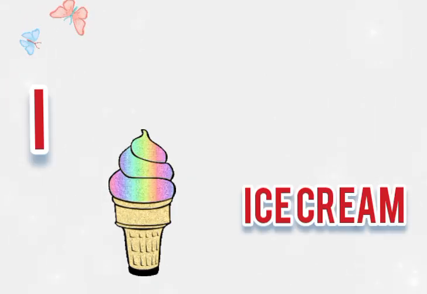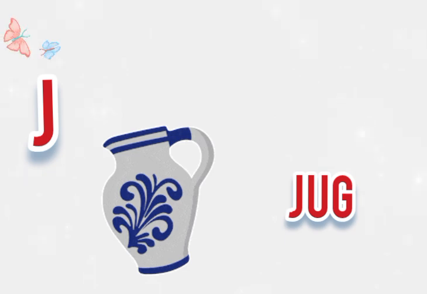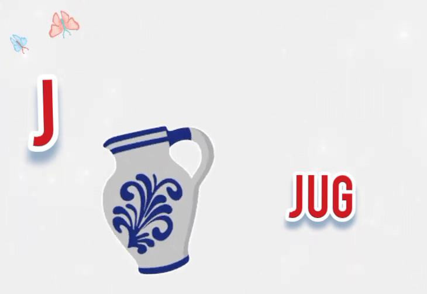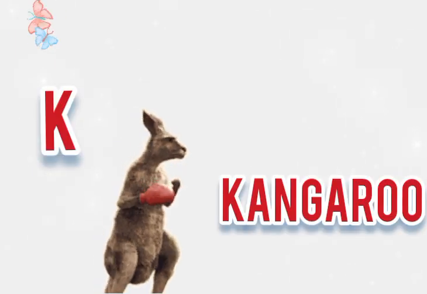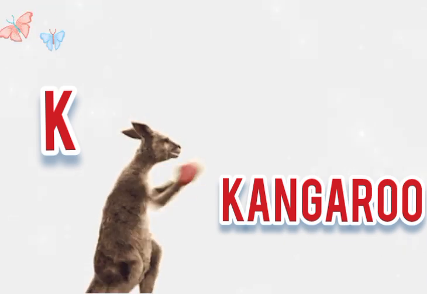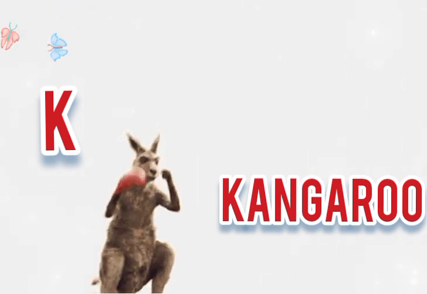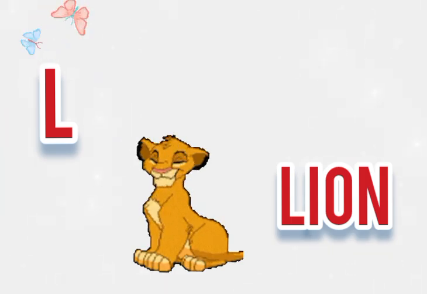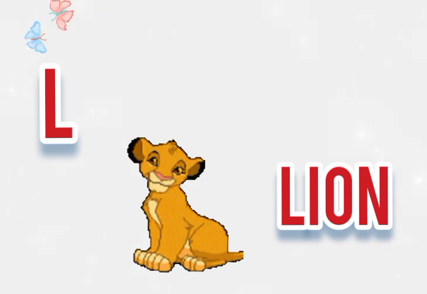I for ice cream. I-C-E-C-R-E-A-M ice cream. J for jug. J-U-G jug. K for kangaroo. K-A-N-G-A-R-O-O kangaroo. L for lion. L-I-O-N lion.